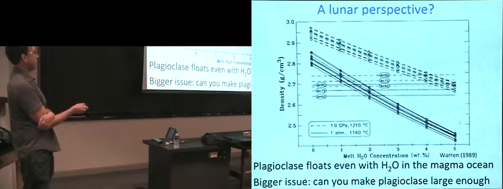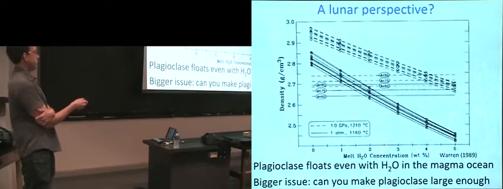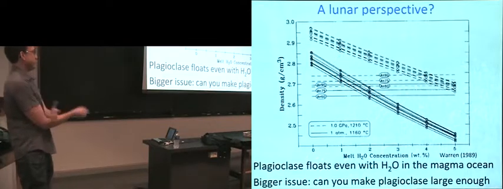So if you have 5 weight% water, which is way too much, your plagioclase is denser than your magma, and it's going to sink. But for anything reasonable, sort of 1 or so and below, especially as you have even a little bit of pressure, the magma is going to be denser than the plagioclase, so the plagioclase can float.